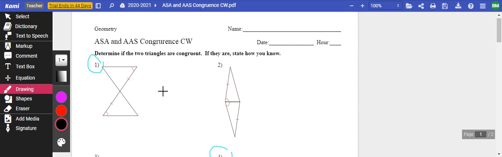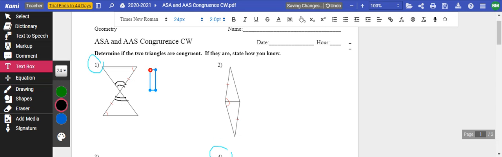Okay, remember we have vertical angles. If it looks like a bow tie, a sideways bow tie, or you can see that X in the middle, those angles are congruent. So I'm going to write that down. I have vertical angles. And then it is angle, side, angle for that.